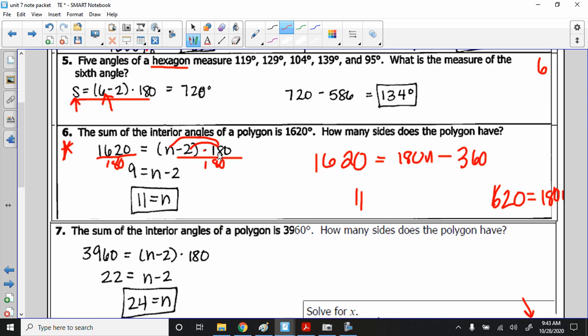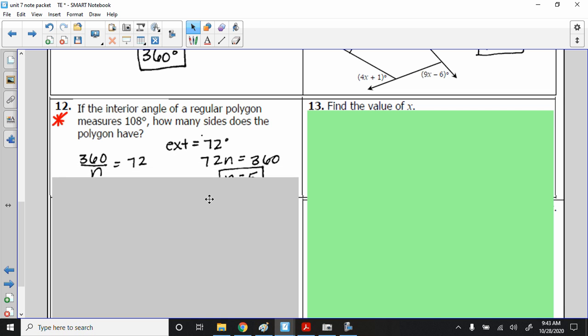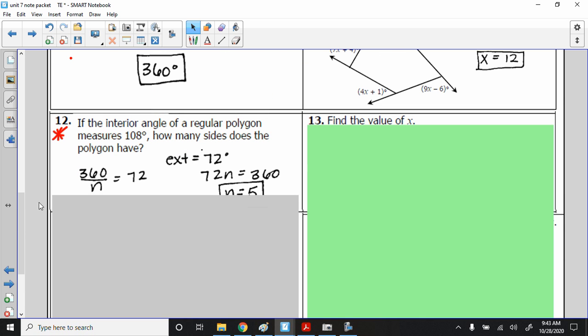So that's where my 72 came from. I went ahead and found the 72 because the 72 is easy to work with. Okay, so here's my exterior divided by n equals 72, and I just replaced these two and divided 360 divided by 72, and I get 5. The number of sides is 5. If you're having trouble with that, we'll see it again.